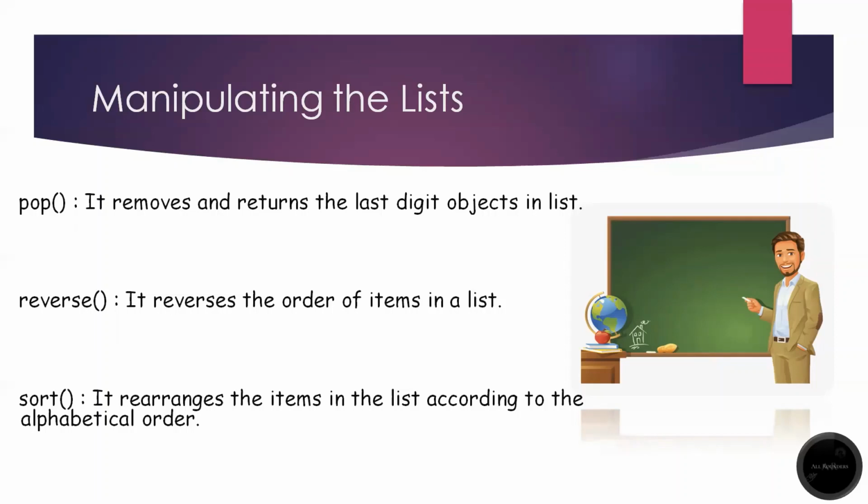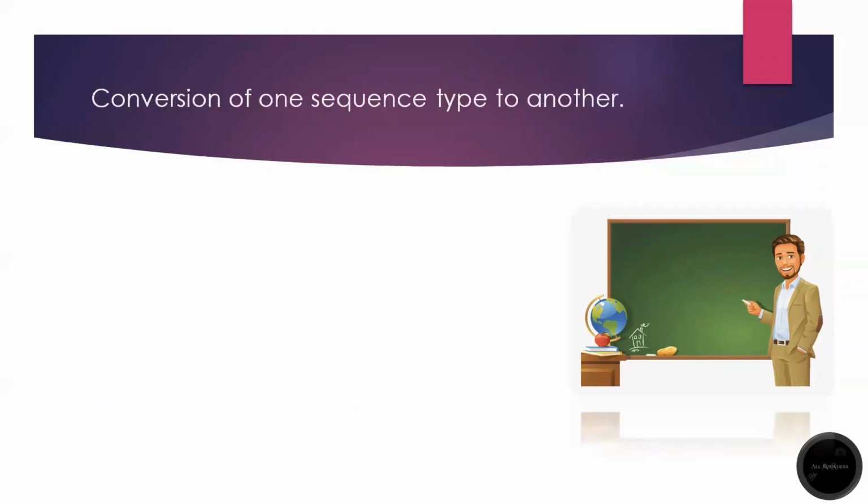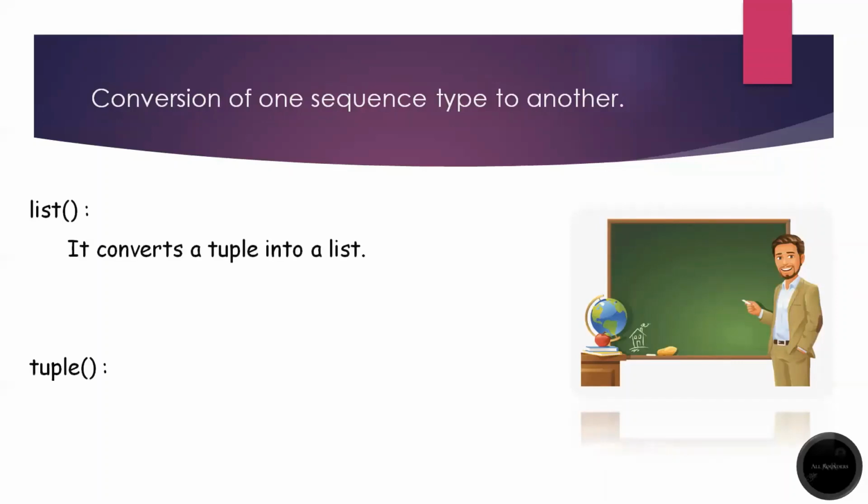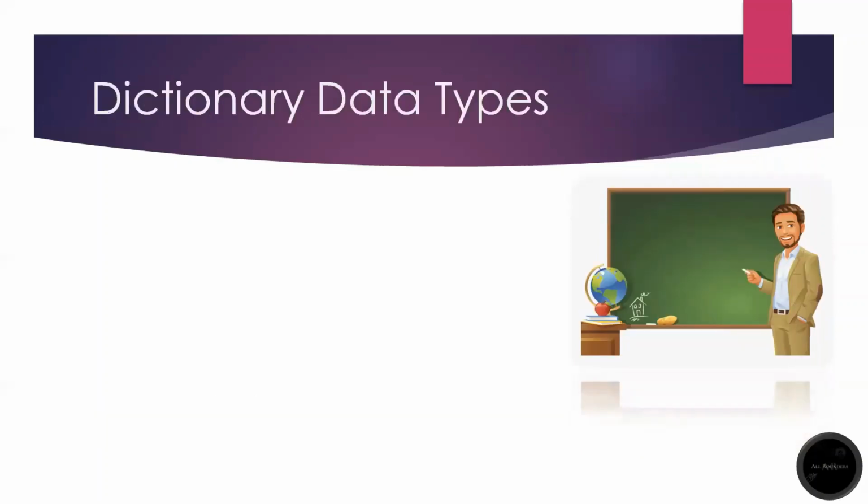Then we have the sort function. It rearranges the data items in the list according to alphabetical order. Then we have the conversion of one sequence type to another. By using the list function, it converts a tuple into a list, and by using the tuple function, it converts a list into a tuple, and vice versa.